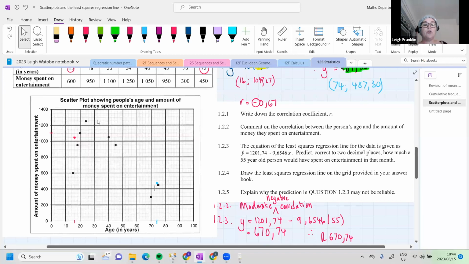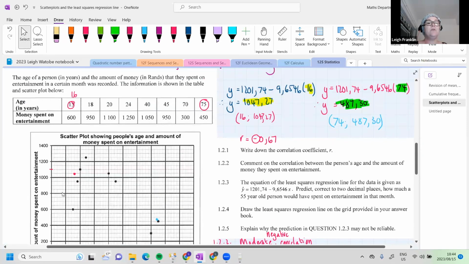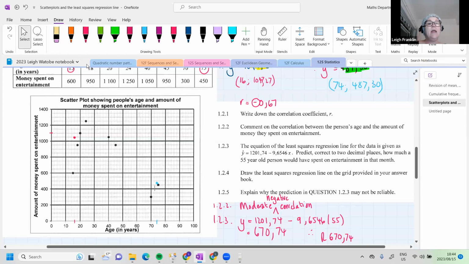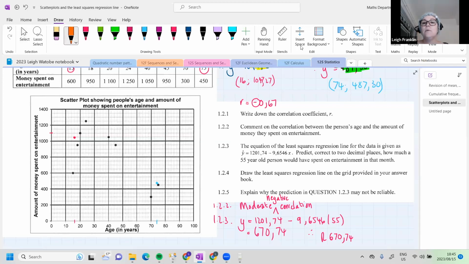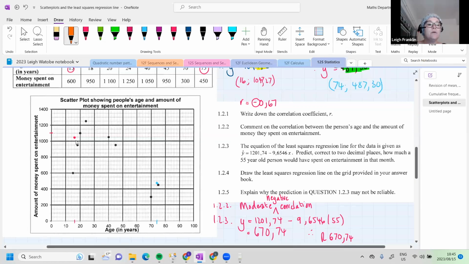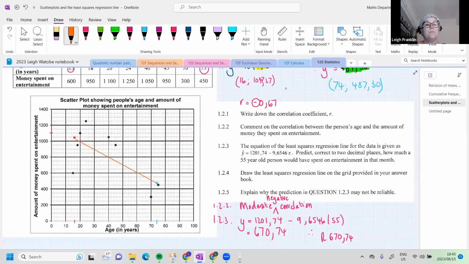Okay, so we don't want to go past 75, and we don't want to go past 15 on the left. And now you're going to get a ruler, and you're going to join these 2 points together. Like so. Okay, and that is the equation of the least squares regression line.